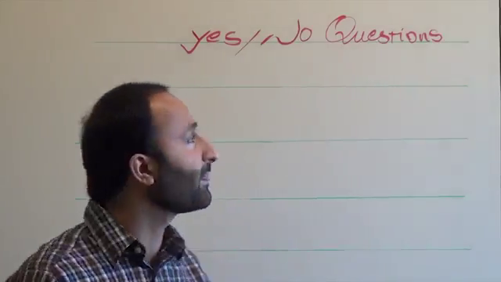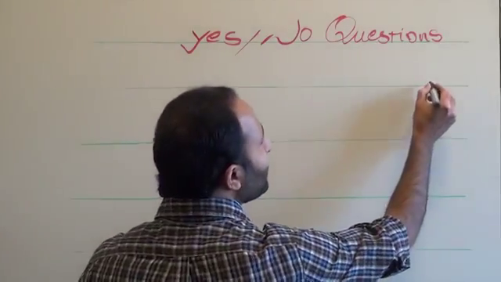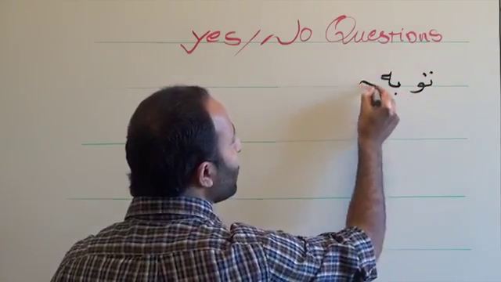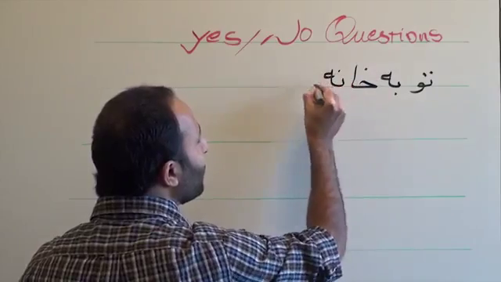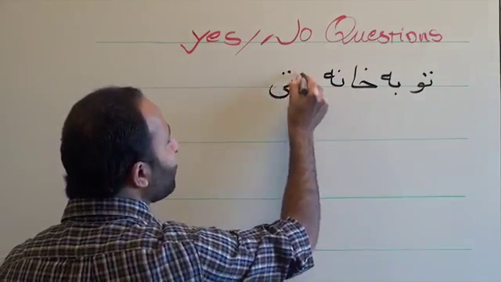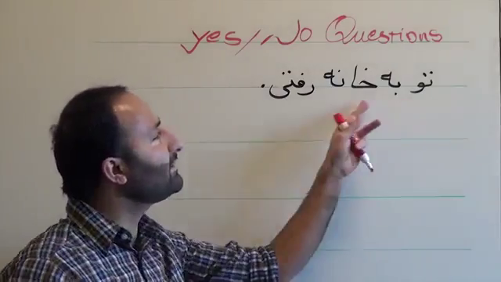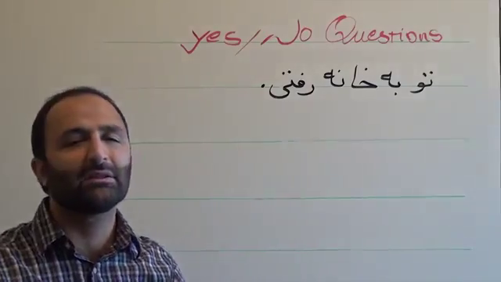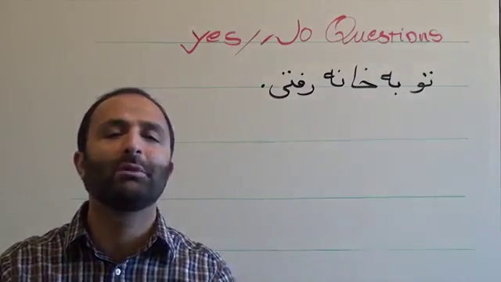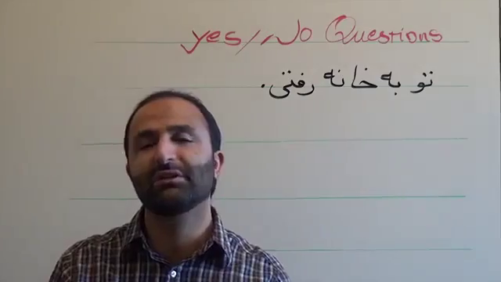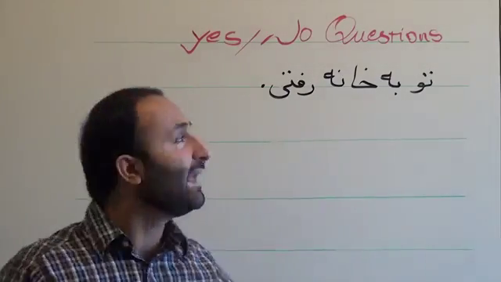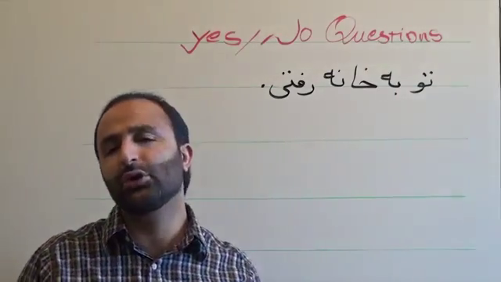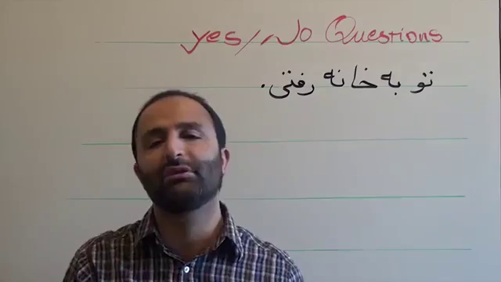Yes-no question in Farsi. So we have the sentence تو به خانه رفتی. So this is a statement. The first way to form a yes-no question in Farsi is by changing the intonation. Here the intonation of the sentence is falling. You say تو به خانه رفتی. You know, it's almost falling at the end.